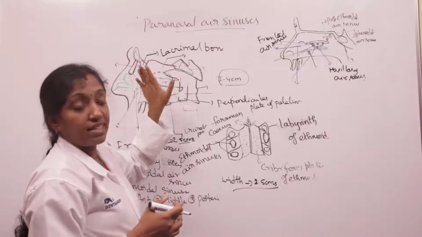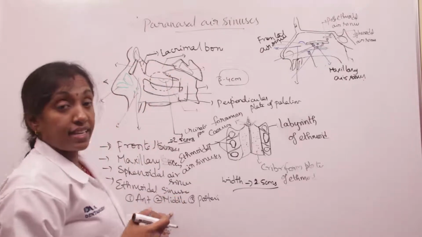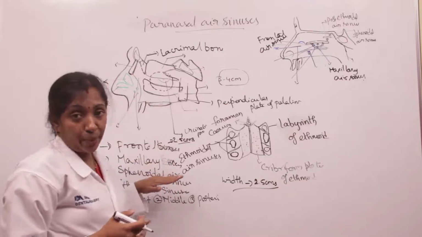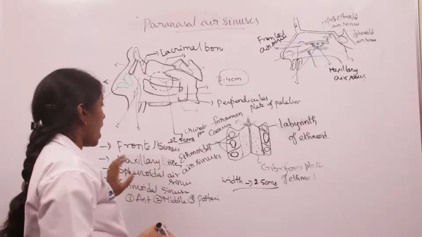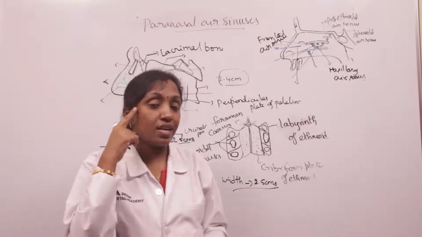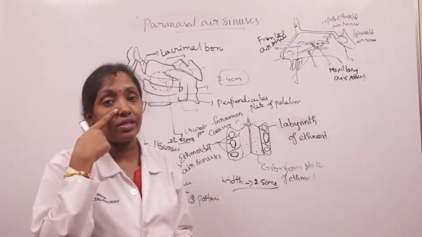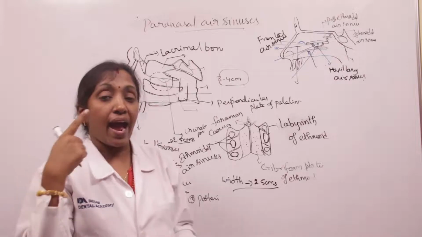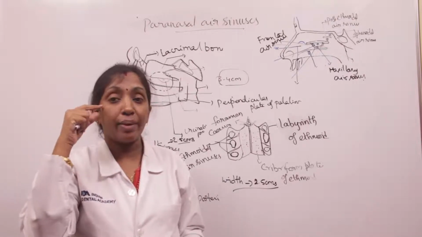So the maxillary air sinus is the largest of all the four paranasal air sinuses, and is the first sinus to develop, and it highly develops during 6 to 7 years of age. This maxillary sinus is pyramidal in shape, with the apex directed towards the zygomatic process of maxilla, the base directed towards the lateral wall of the nose, and the roof formed by the floor of the orbit.